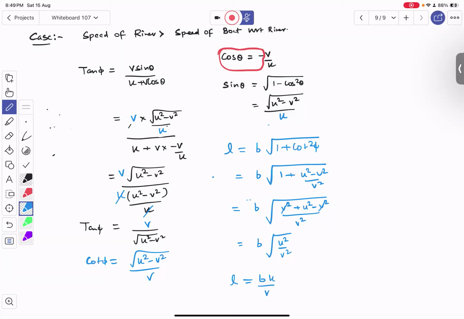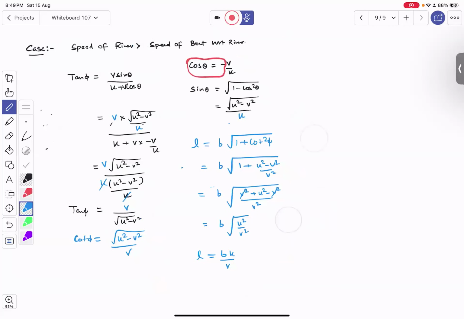So remembering this result, I hope all these things are clear now. Okay, clear now? Yes. Okay, then if you want, I'll summarize the result here.